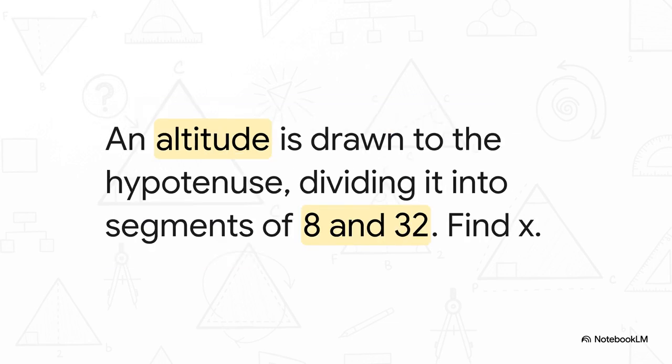Okay, now for a really interesting one. We've got a big right triangle, and we've dropped a line, that's the altitude, straight down to the hypotenuse. This splits that bottom line into two pieces with lengths 8 and 32. Our goal is to find the length of that altitude, x. How would you even begin with this one?